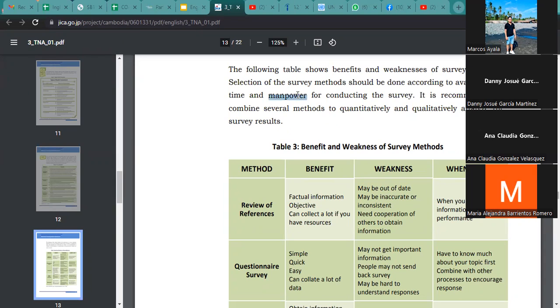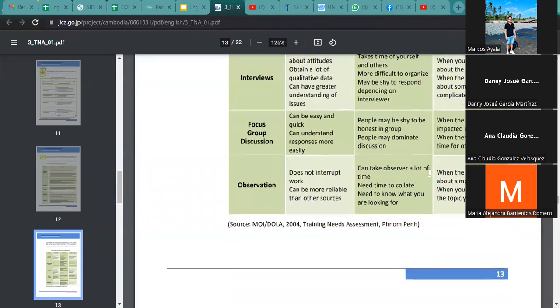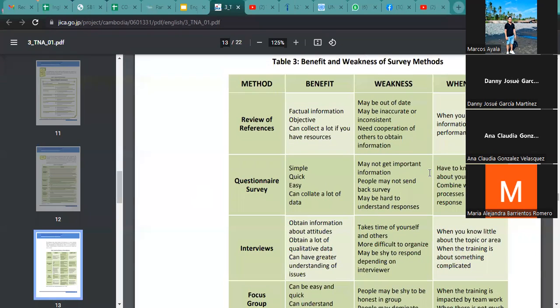Before we move on, what is manpower? Is it how many persons you need to finish a task? Very good. So that is it. Perfect. Thank you. So this is a very nice thing that we're going to read. Let's see. Yeah, it's just about reading. So Maria Alejandra, could you please help us reading this?